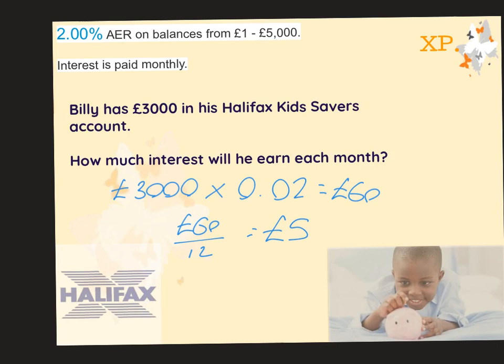Obviously it's a little bit more complicated than what we're doing, because after the first month he'll have £3,005, and then 2% of that is going to be bigger than the 2% of the 3,000, and it's got to be 2% overall equivalent at the end of the year. But for the application that we're doing, we're just going to keep it like this for now.